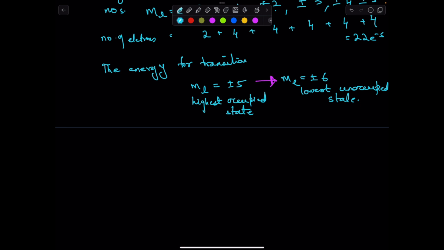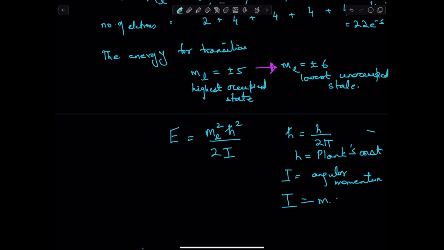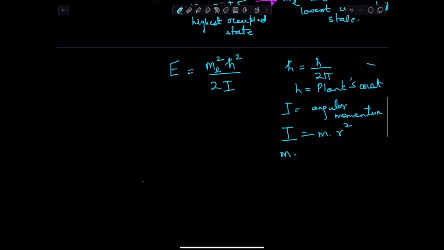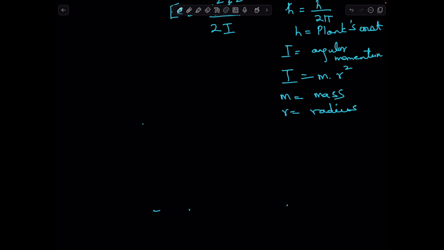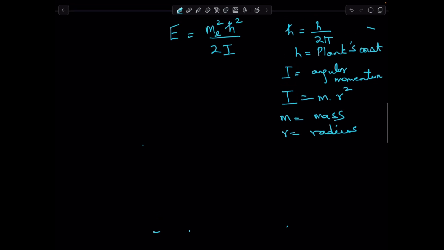So energy for m_l of 5 is given by E equals m_l squared ħ squared by 2I, and I is equal to m r squared, where m is the mass and r is the radius. So to find out the energy and angular momentum of an electron in the highest occupied level, first let's find out the angular momentum at the highest occupied level.